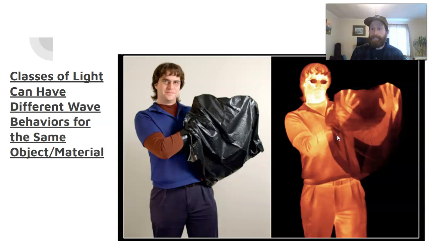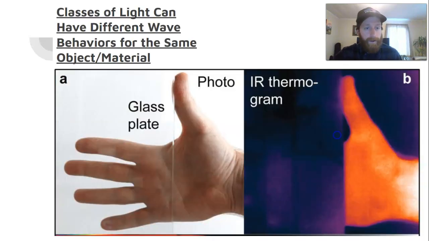The bag is transparent in the infrared spectrum. We're going to look at another example of this. Again, same idea. We've got visible light, a regular photograph from a camera, on the left. We've got an infrared image on the right.